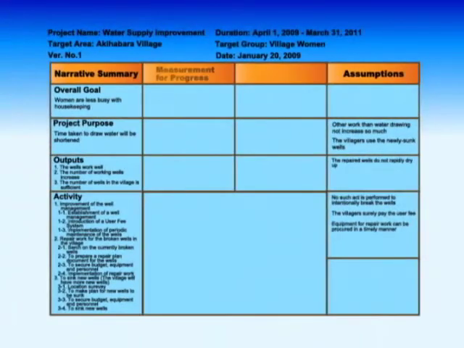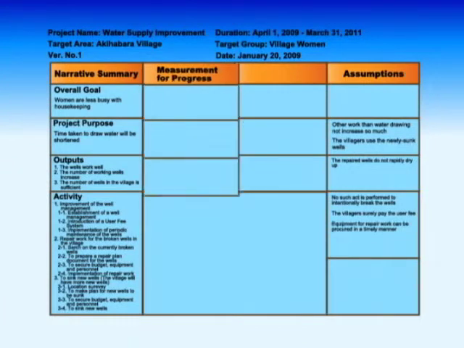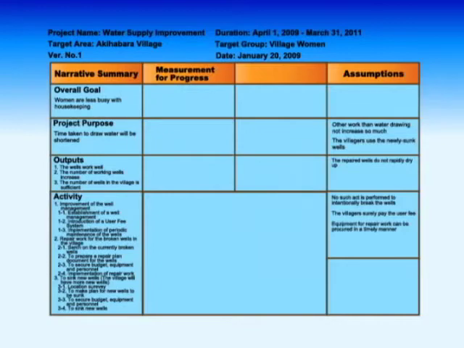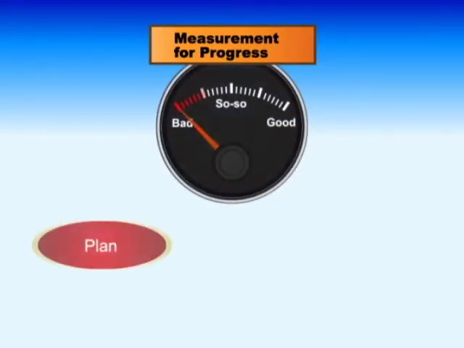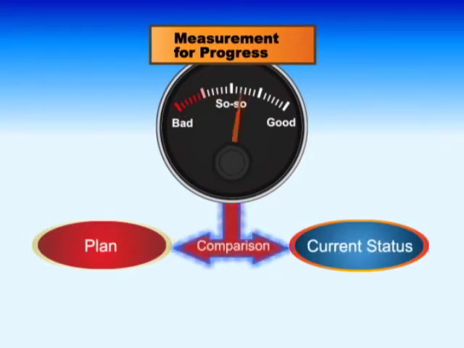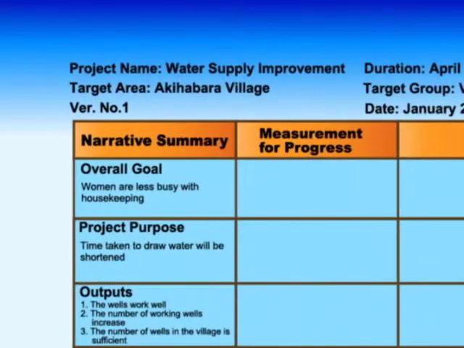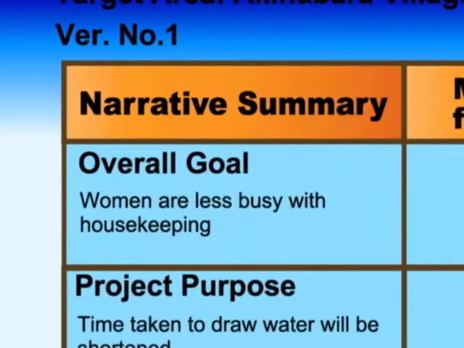After assumptions are completed, let us proceed to measurement for progress. The measurement for progress should have indicators described to allow us to judge whether the progress is going as planned. In case of the water supply improvement project in Akihabara village, the overall goal is women are less busy with housekeeping.